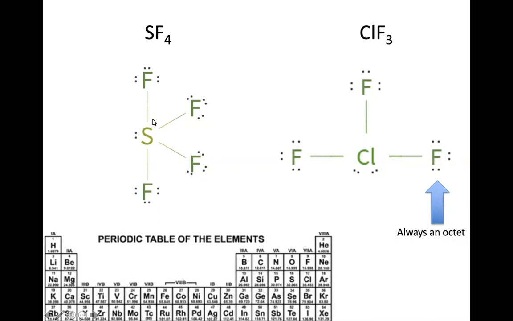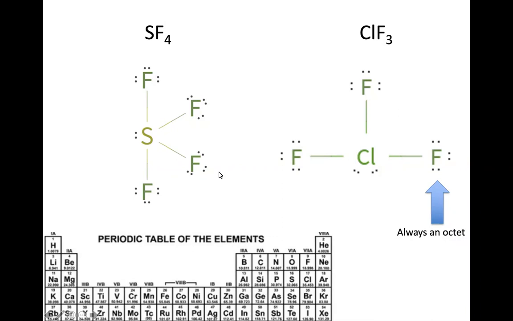for sulfur. How about here for chlorine? Formal charge of 0 for the fluorines. For chlorine itself, 7 valence electrons. 7 minus 3 that are in bonds, 4 that are in lone pairs. 7 minus 3 minus 4, formal charge of 0 for chlorine as well. So this was, again, a very good Lewis structure, and I'm not going to worry that I exceed an octet.